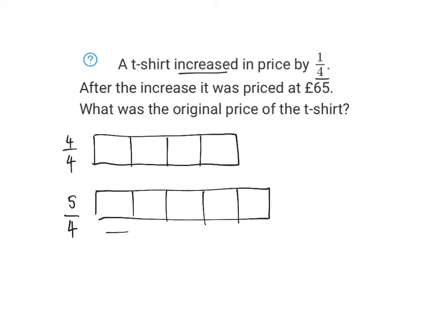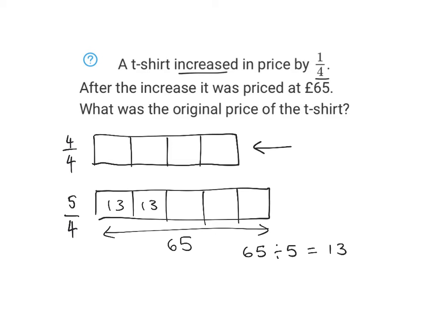After the increase, it was £65. So what was the original price of the t-shirt? So that's asking me what was the original price. Now, the £65 represents 5 quarters. So I need to divide it by 5 to work out how much each part is worth. Each of those is worth 13.